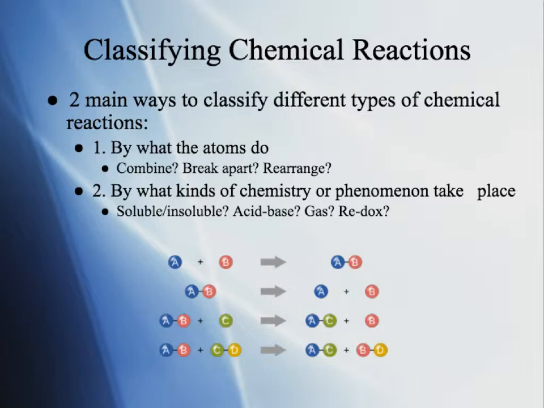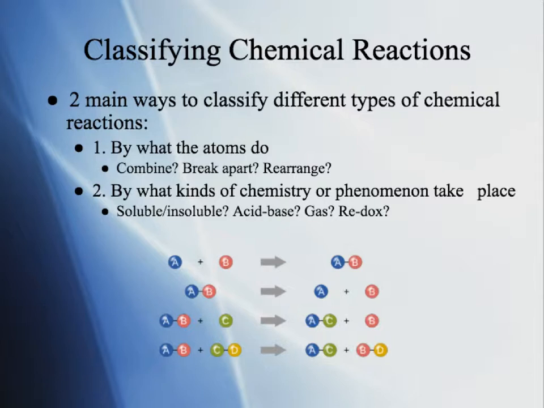The second way to classify chemical reactions is by what kinds of chemistry or phenomena take place. So is something dissolving, or is a precipitate forming from two liquids, meaning is there now some kind of solid that forms? Is it an acid-base reaction? Are gas bubbles being evolved? Or is it a redox reaction where you have the exchange of electrons, and we see that in a particular way as well? All right, so there's two kinds of ways that we classify.